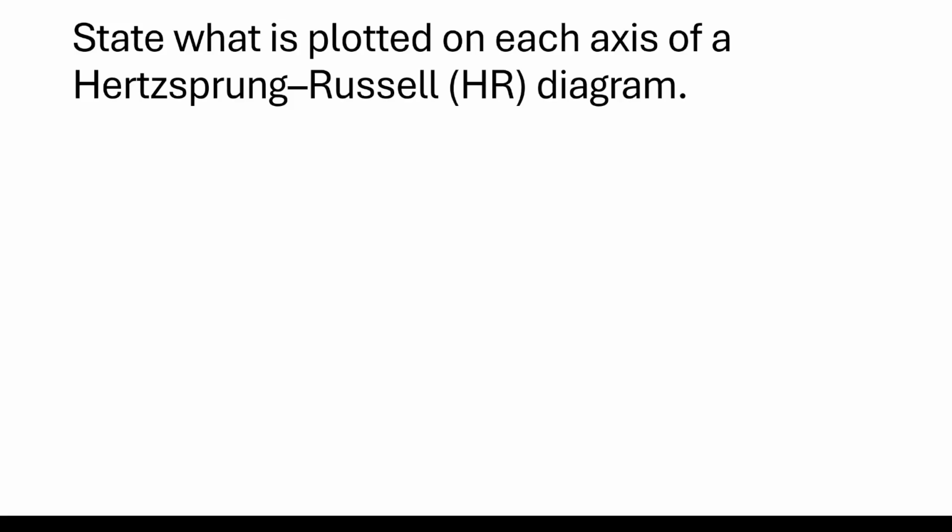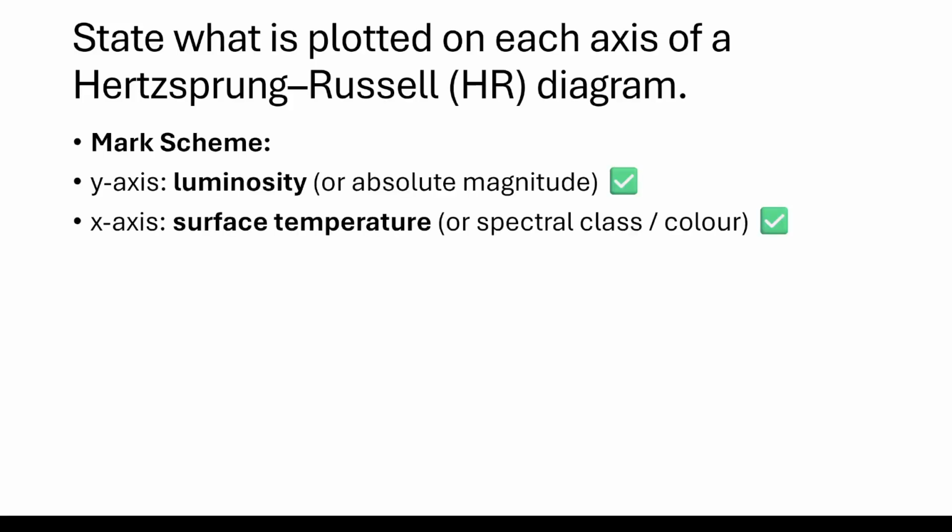Now, let's do some exam questions. State what is plotted on each axis of a Hertzsprung-Russell diagram. Let's just pause and try to answer this. Try to make the diagram in your book and then state. That's not required for your exam, just to make you remember. All right, now check. On the y-axis, you should have luminosity or absolute magnitude. X-axis, surface temperature or spectral class. Sometimes color is also given.